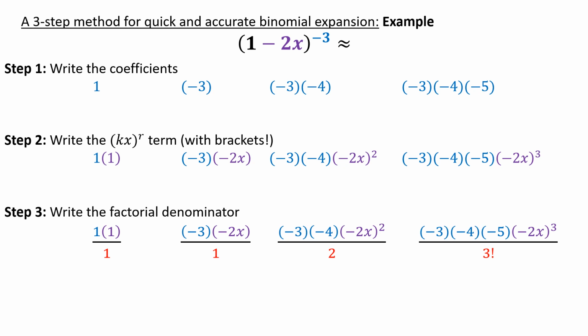And here I've written that in a simpler form so you can see if I'm dividing by 1, it's just a 1. If I'm dividing by 0 factorial, that's the same as dividing by 1. 1 factorial is 1, 2 factorial is 2, 3 factorial is 6. So you could write it as 6, or you could keep it as 3 factorial. It's kind of up to you. And the final step is, of course, the simplifying.